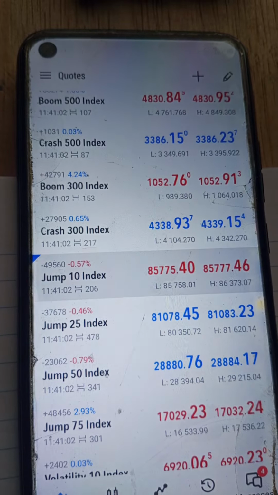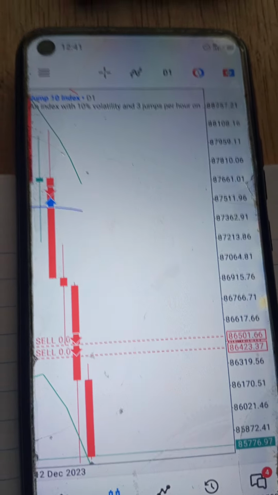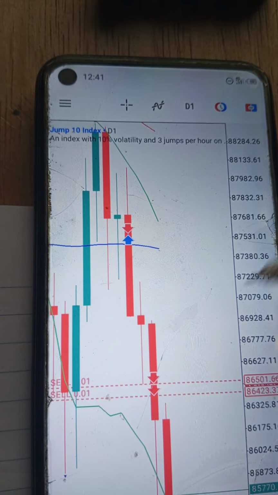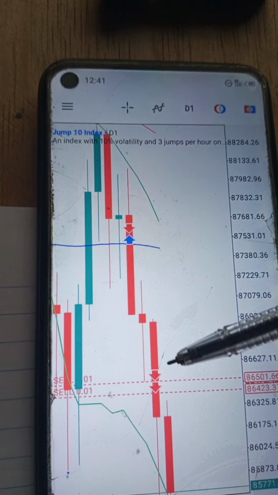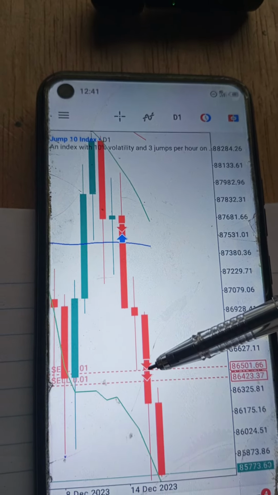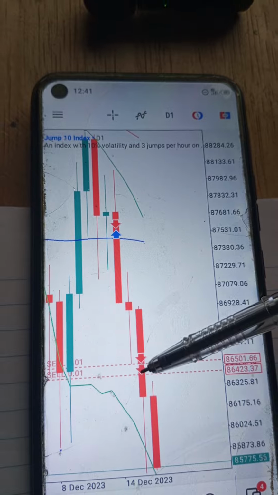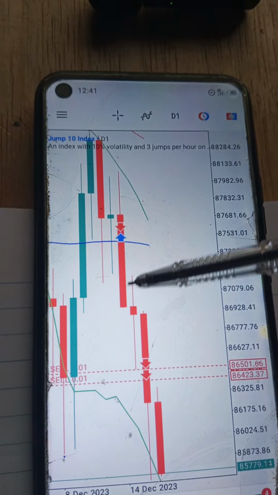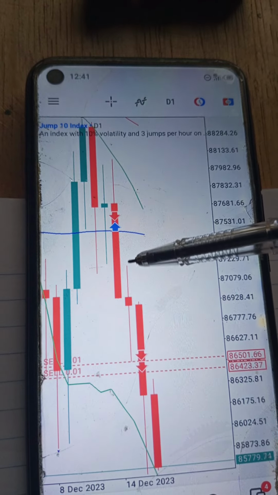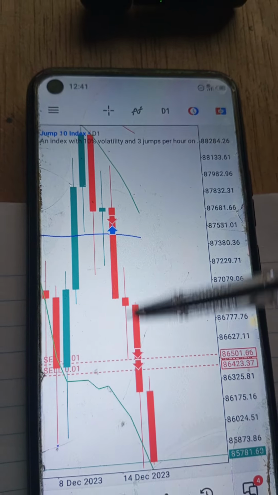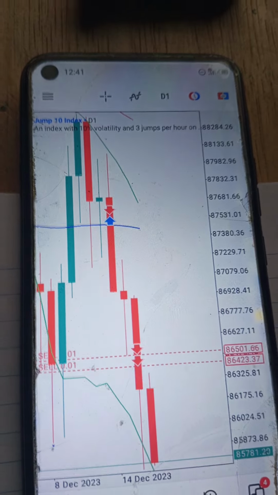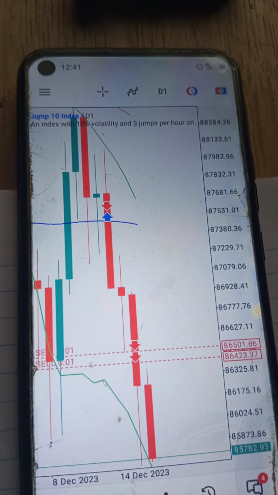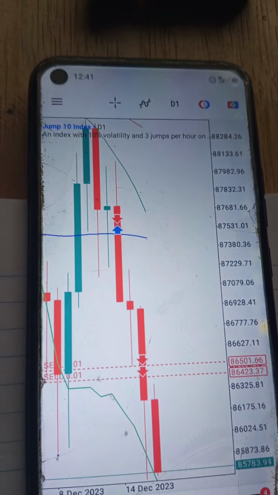Here is jump, guys. I entered the trade yesterday here. This is the place I entered this trade, guys. The reason why I entered this trade is because of this candlestick that you saw here. As you all saw on this daily time frame, this daily candlestick here hasn't touched the lower Bollinger Band yet. So, guys, the sell will continue because it's strong.